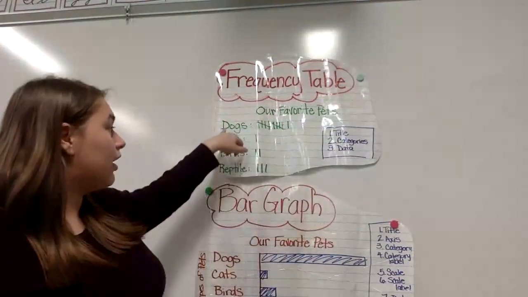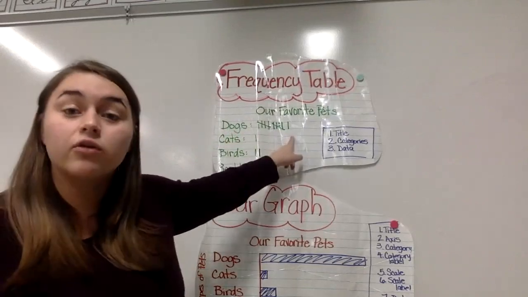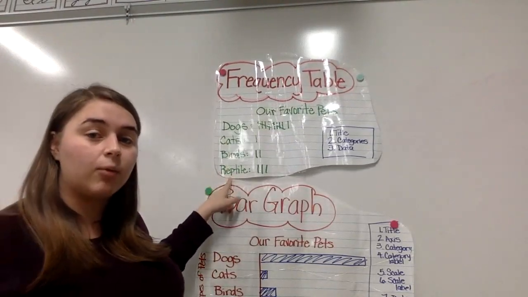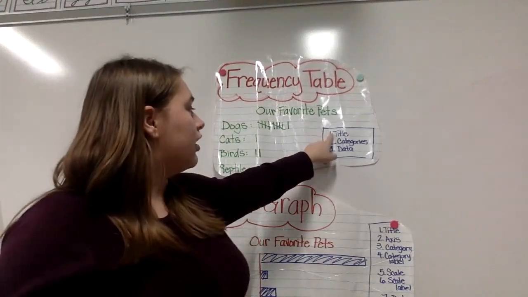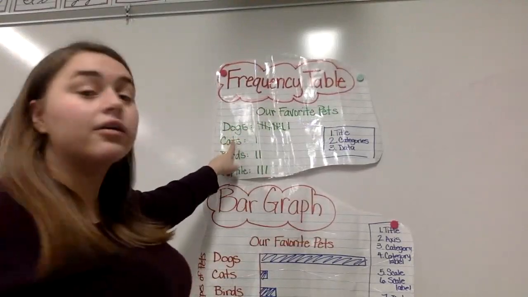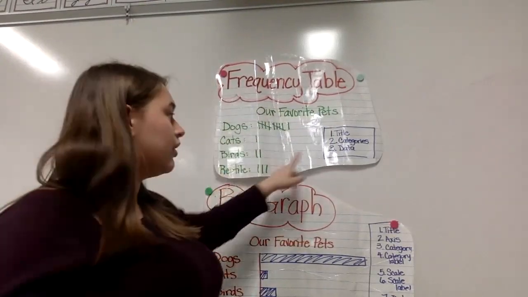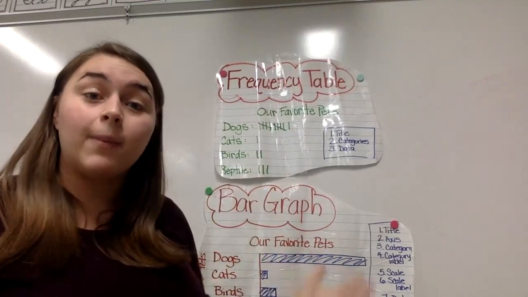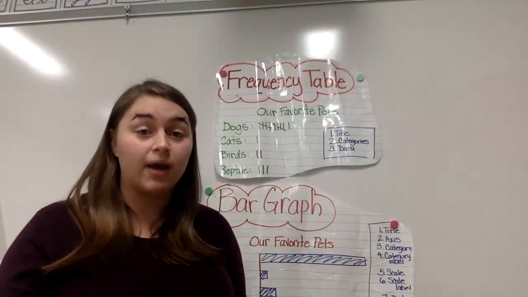And on the frequency table, it tells us how many people said dogs were their favorite, how many said cats, how many said birds, and how many said reptiles. So over here we had our title, our favorite pets, the categories, which is dogs, cats, birds, and reptiles, and our data, which is these tally marks, which tell us how many people chose that as their favorite pet.